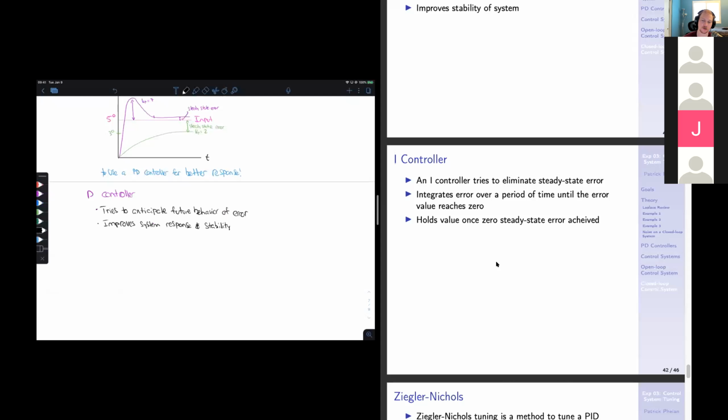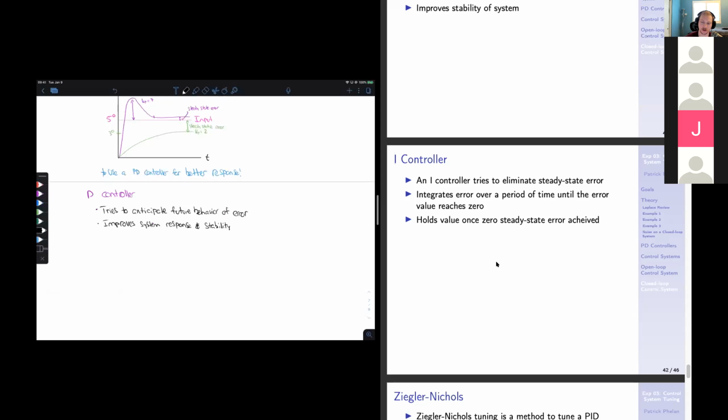Right, and then we have our I controller. The I controller is the integral controller in the system, and it's going to try to eliminate the steady state error. So if we use an I controller, in theory, it's going to take out all, or just about approach, having zero steady state error in the system.